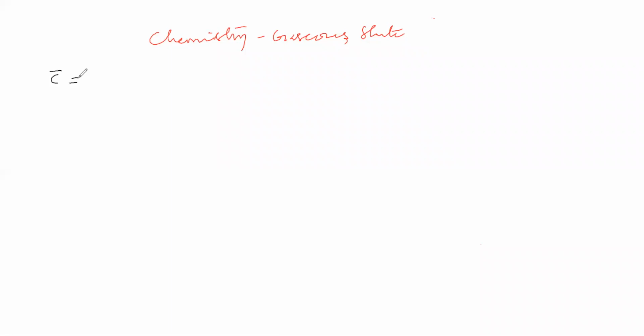This c bar is equal to square root of 8 RT by pi m. In the place of RT, we can substitute PV. So we will get 8 PV by pi m.